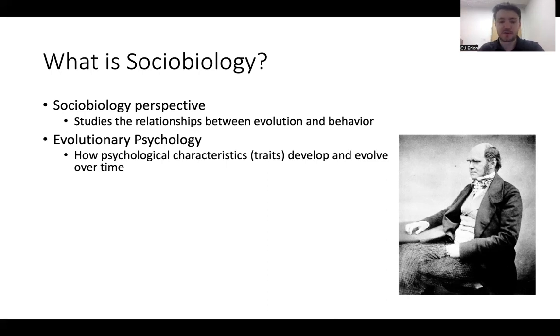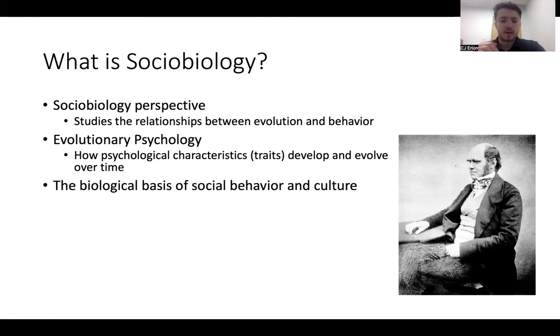And the guy in this picture is just Darwin, who, if you've taken a biology class, you've definitely heard of. Big name in the field. Maybe you've also heard of someone named E.O. Wilson, who has also played a large role in sociobiology. With this perspective, the idea is that there's a biological basis to social behavior and culture.